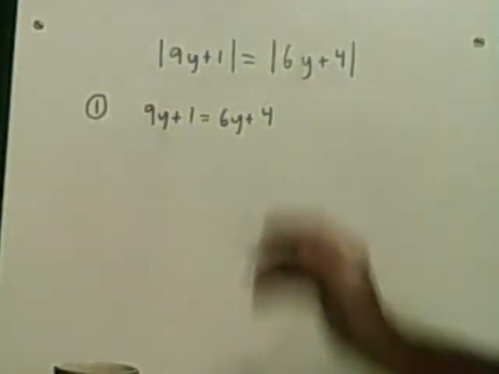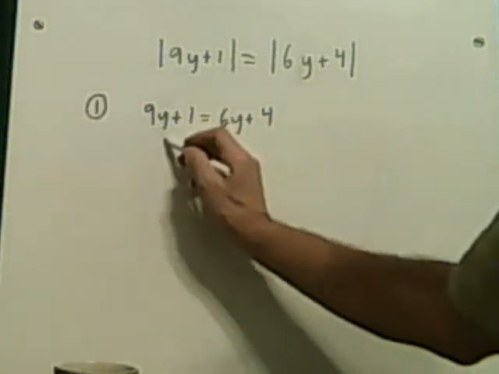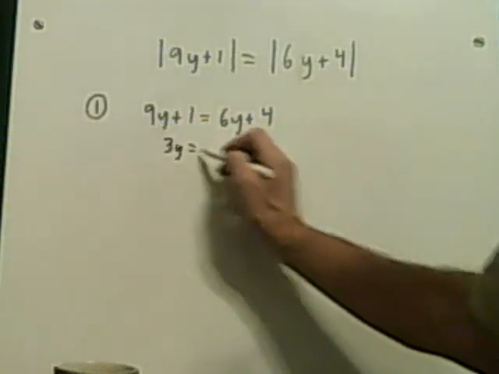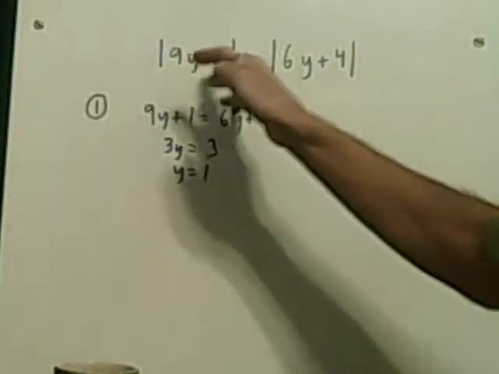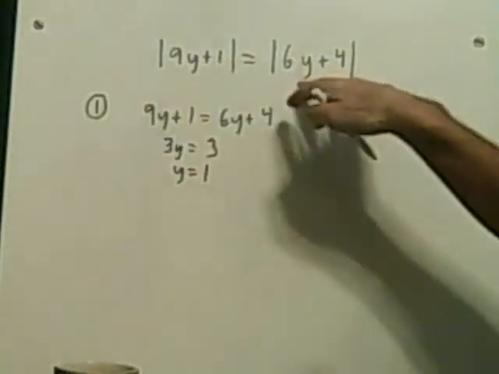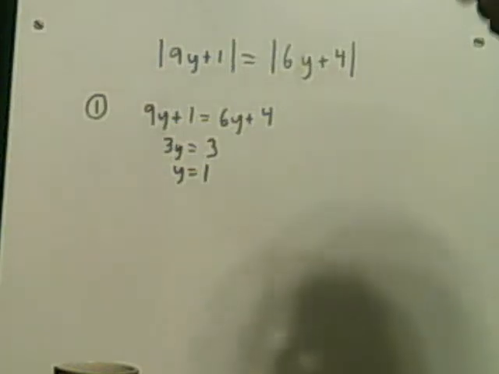Okay, so let's just solve that one. That comes out pretty easy. That's 3y is equal to 3, or y equals 1. And if you put y equals 1 in there, you'll see that this is 10 equals 10. So that's definitely a solution.